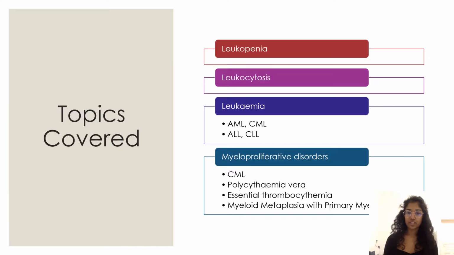So topics I'll be covering today include, as mentioned before, leukopenia, leukocytosis, leukemias, which include acute and chronic types, as well as the myeloproliferative disorders. The diseases that come under myeloproliferative disorders include CML, or chronic myeloid leukemia, polycythemia vera, essential thrombocythemia, as well as myeloid metaplasia with primary myelofibrosis. And under each of these, I'll be covering the demographic that is commonly affected, as well as basic definition, symptoms, diagnostic methods, as well as the treatment of a patient who is affected by such a disease.